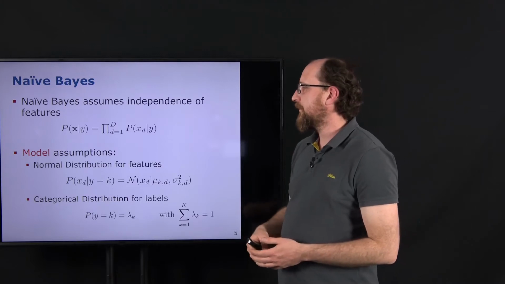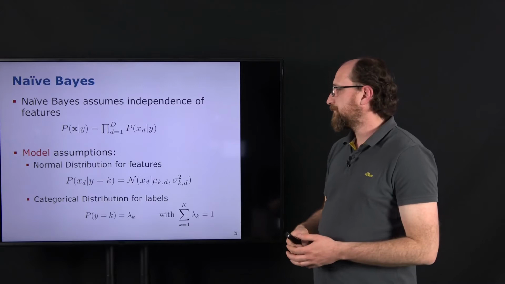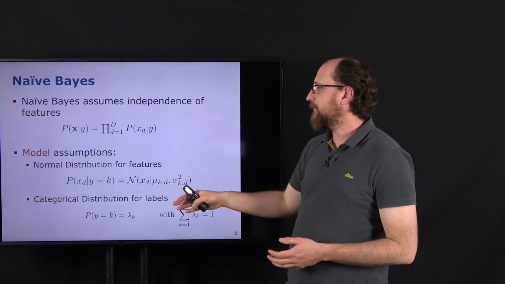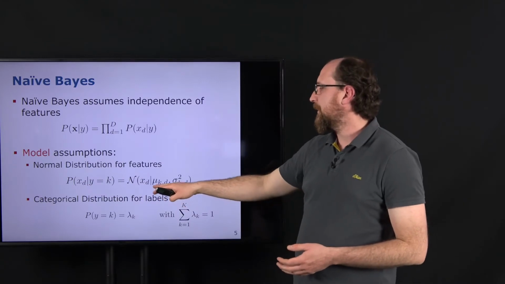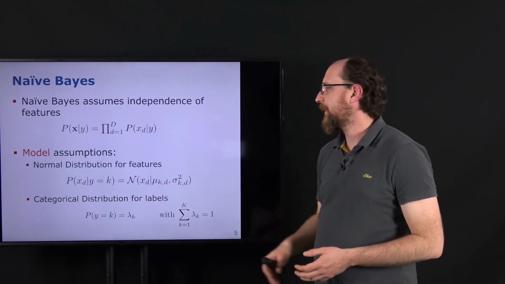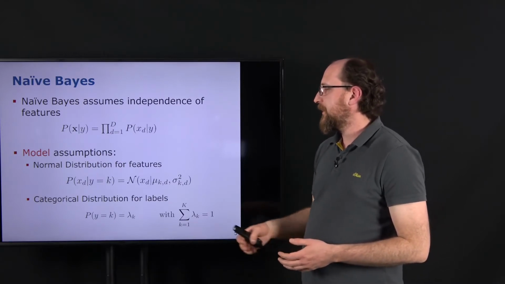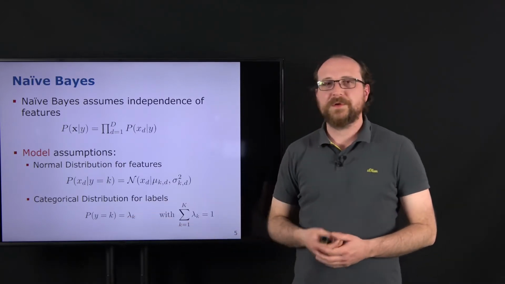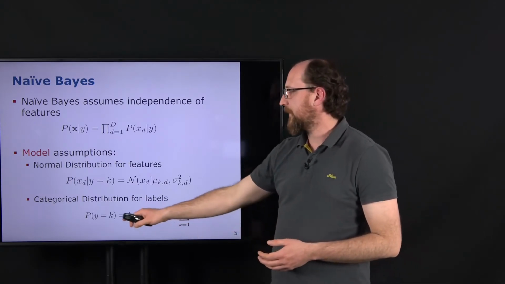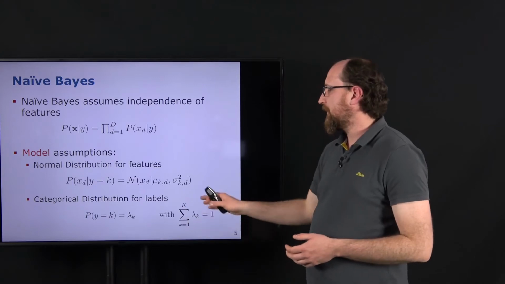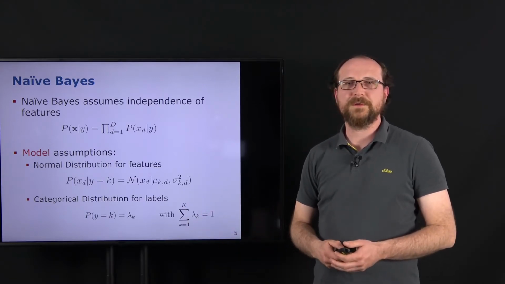The model assumptions that we are making here for the derivation are that we model the distribution over the features as a normal distribution. So we have for each feature x_d a mean value and a variance. And for the P of y, we are just assuming that we have a categorical distribution. That means we get out a lambda k for each class, and we ensure that the lambdas sum up to 1, so that we have in the end a valid probability distribution.